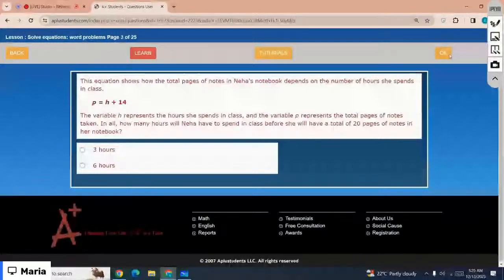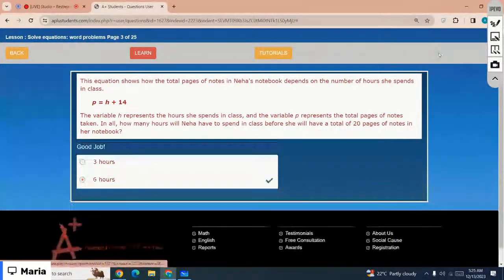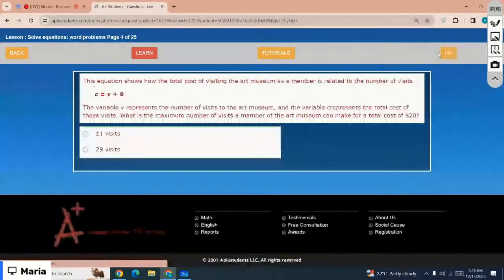You need to replace P with 20. So 14. Yes, the correct option is 6 hours. That means she can read 20 pages in 6 hours, right?